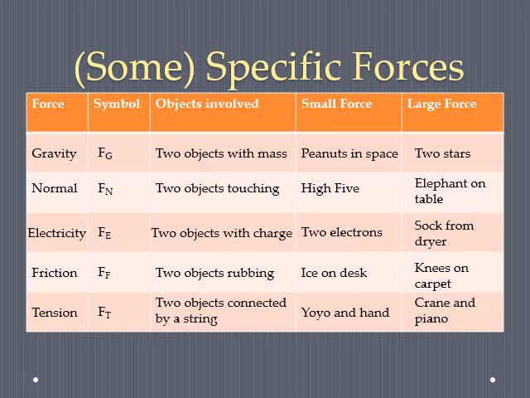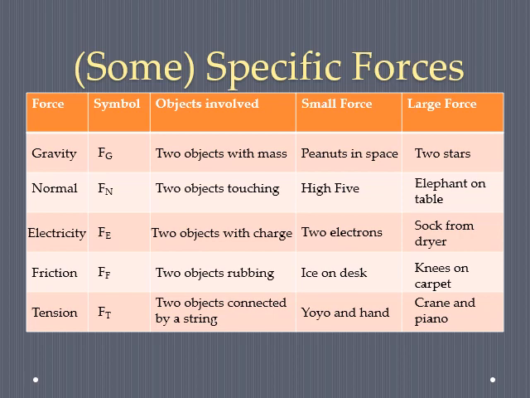The second force is the normal force, which is really most of the forces that you encounter in your daily life. I prefer it to be labeled F sub N, and anytime two objects are touching, we've got a normal force. So if you give a high five, that's a small amount of normal force. If you've got an elephant standing on a table, the normal force between the elephant and the table is much bigger. The third force is the electrical force, which is Fe, and this is a force between any two objects that have a property known as charge.